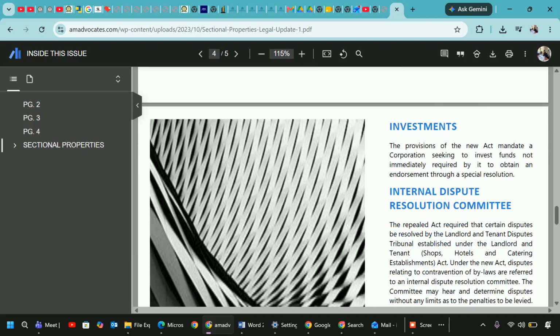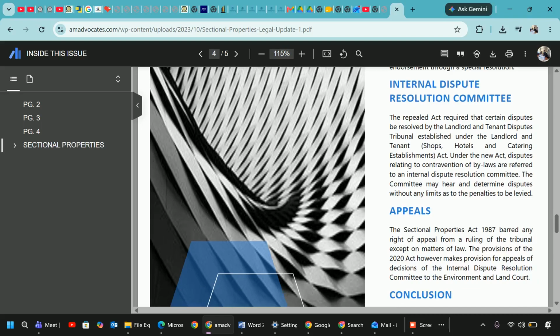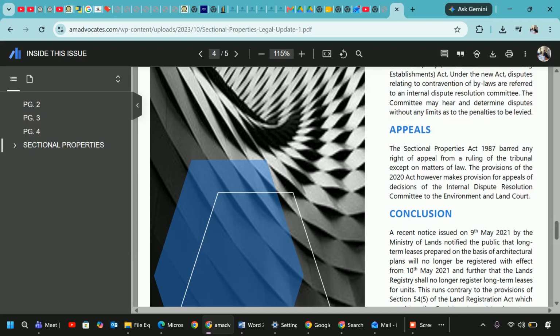Okay. Internal dispute resolution. The Repeal Act required that certain disputes be resolved by the Landlord and Tenants Dispute Tribunal established under the Landlord and Tenants Act. Under the new Act, disputes relating to contravention of bylaws are referred to an Internal Dispute Resolution Committee. So this is a big shift. The committee may hear and determine disputes without any limits as to the penalties to be levied.